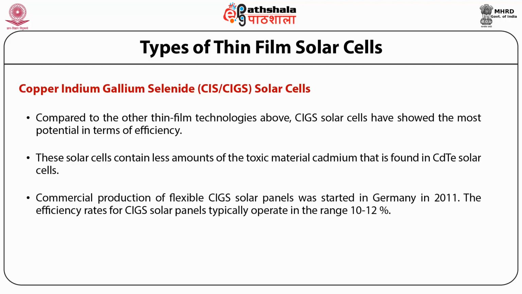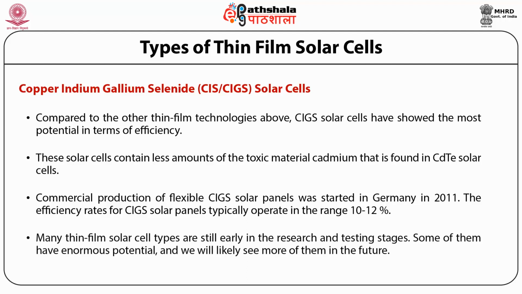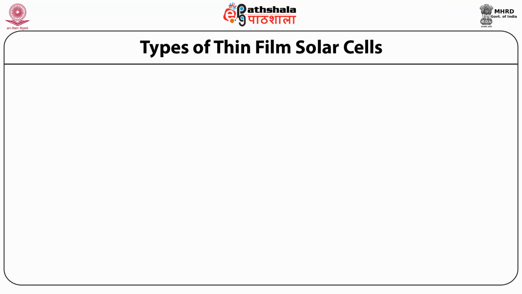The efficiency rates of CIGS solar panels typically operate in the range of 10 to 12%. Many thin film solar cell types are still early in the research and testing stages. Some of them have enormous potential, and we will likely see more of them in the future. The fourth category of thin film solar cell is the dye-sensitized solar cell, DSSC.